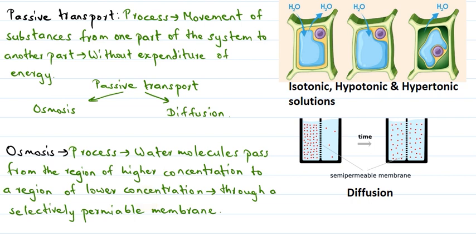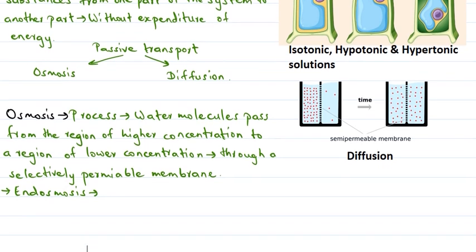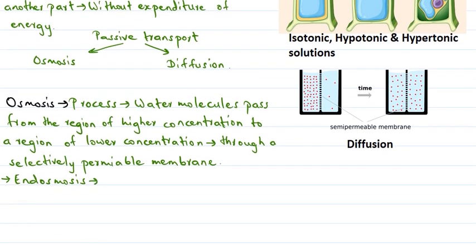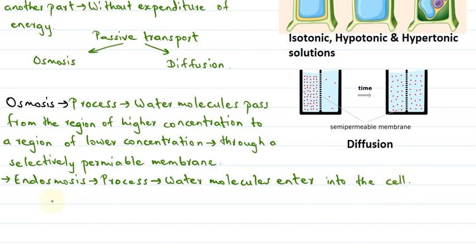Now there are two more terms. One is endosmosis and the other one is exosmosis. So what is endosmosis? Endosmosis is a process by which the water molecules enter into the cell. This process is known as endosmosis.